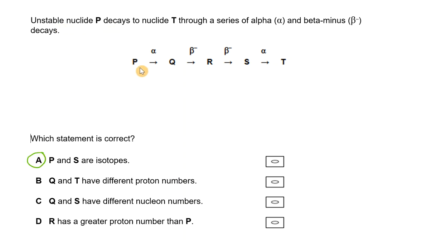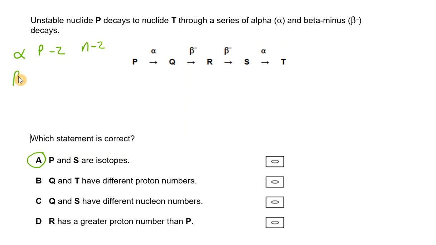Unstable nuclei P decays to T through a series of alpha and beta minus decays. Which statement is correct? So let's just remind ourselves what happens to the number of protons and number of neutrons when there's an alpha decay. So when there's an alpha decay, the number of protons reduces by 2 and the number of neutrons reduces by 2. Why does that happen? Because an alpha particle is 2 protons and 2 neutrons, and they're being emitted from the nucleus.